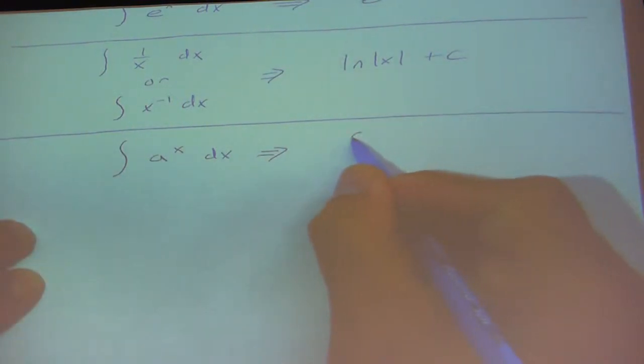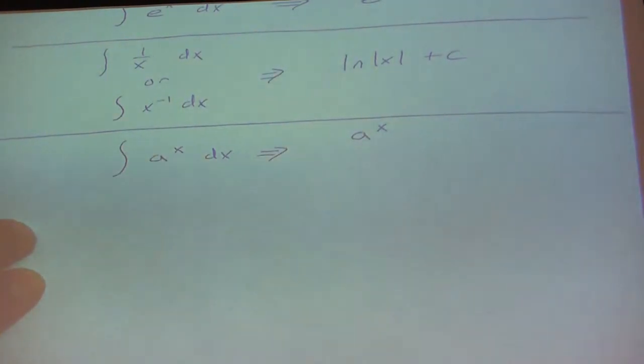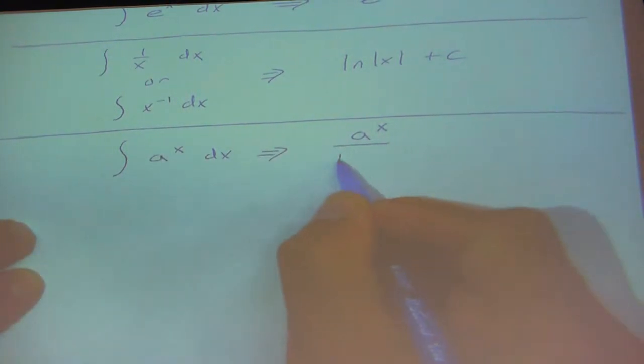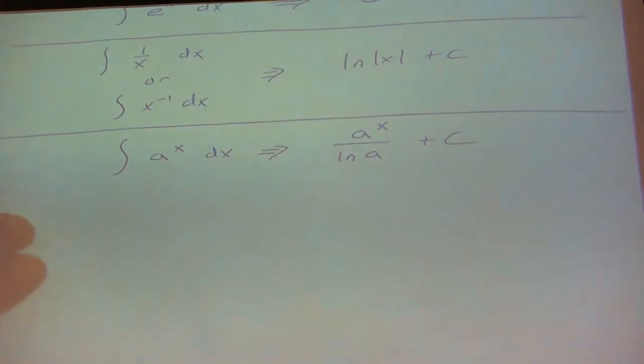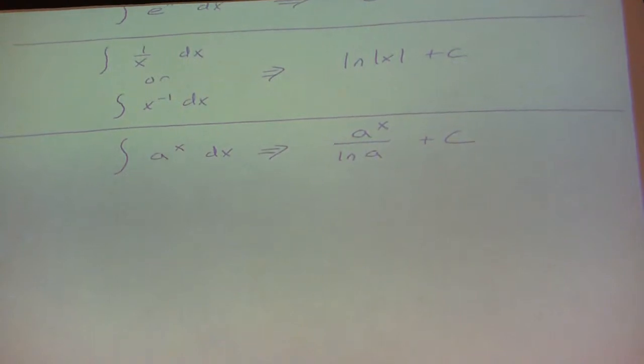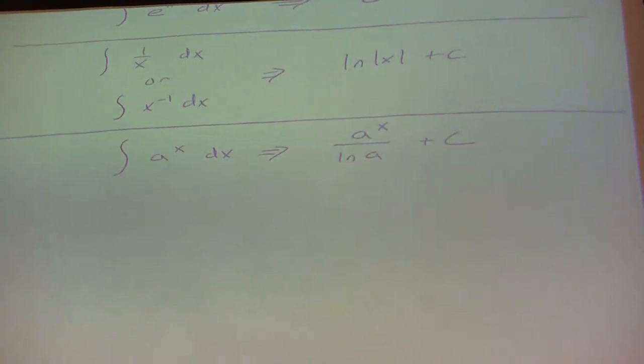The integral would be you rewrite it, a to the x over the ln of a, ln of the base, plus c. Okay, so that's a new one for us. How do you take the integral of some number raised to the x dx? You rewrite it over the ln of a.